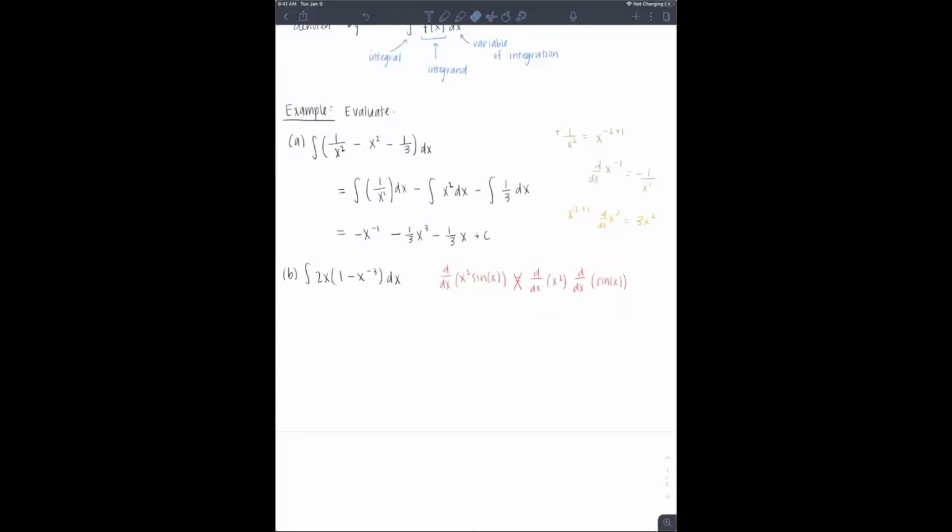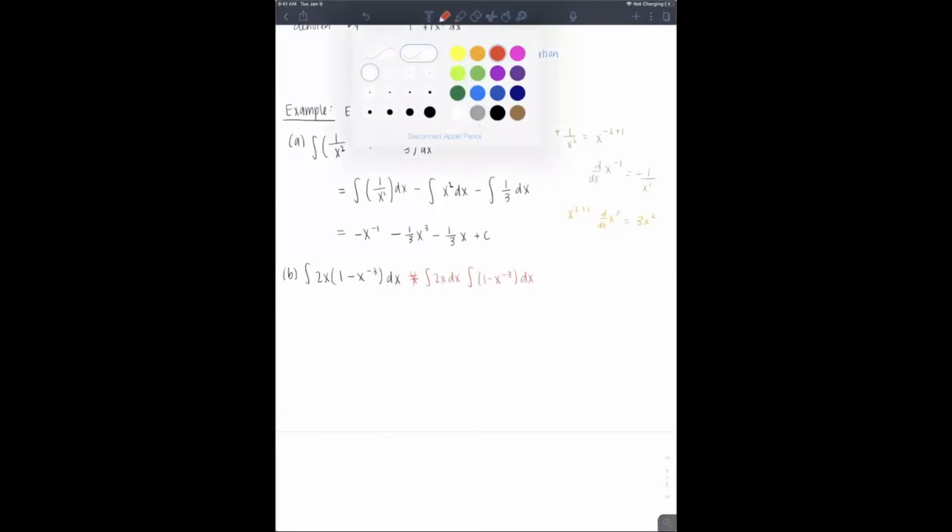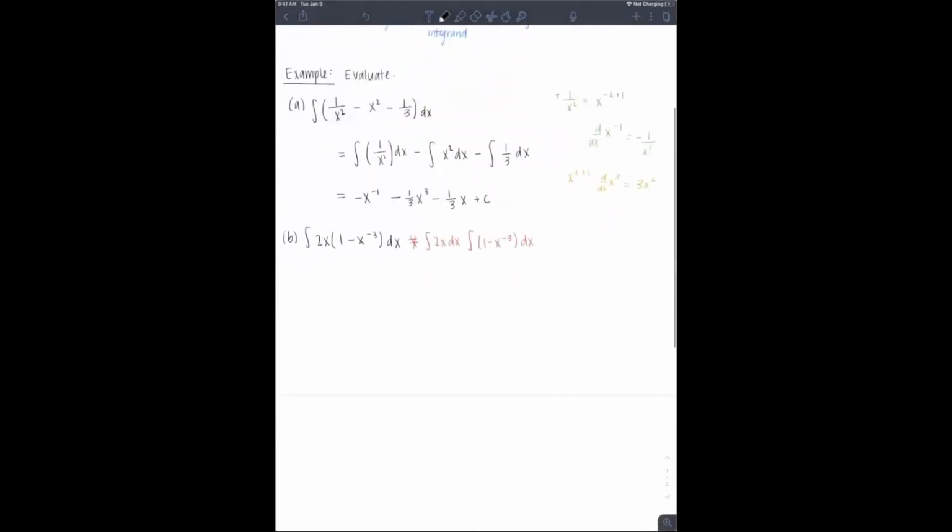The integration works very similarly, right? So I cannot say, so I'm going to erase all of this. And so I'll add, this is not equal to the integral of 2x dx times the integral of 1 minus x to the -3 dx. And so you're not allowed to do that. And so here, what do you think I'm going to do instead? What can I do with this 2x?